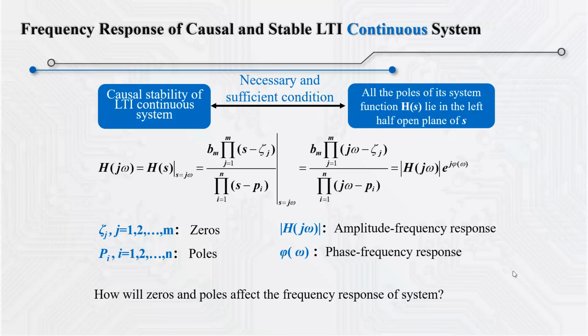So we can get the system's frequency response H of j omega from the system function. The modulus of H of j omega is the amplitude frequency response, and the phase angle phi of H of j omega is the phase frequency response. From this result, we can see that both the amplitude frequency and phase frequency response depend on the zeros and poles of the system function. And how will the zeros and poles of the system function affect the frequency response of this system? This is the question we'll be discussing in depth below.